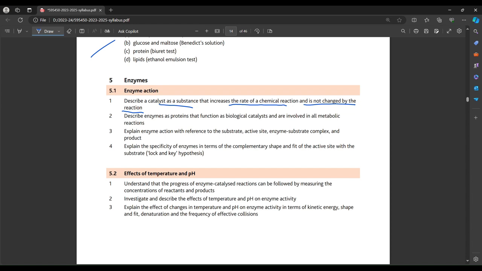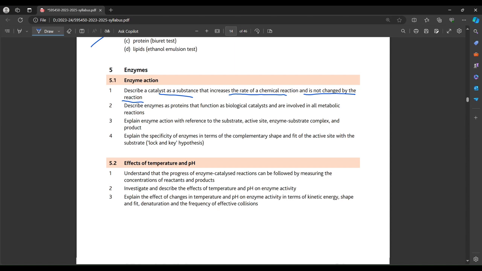Substances that increase the rate of chemical reaction and are not changed by the reaction are called catalysts. They remain unchanged and they increase the rate of chemical reaction. You should know the definition of a catalyst.